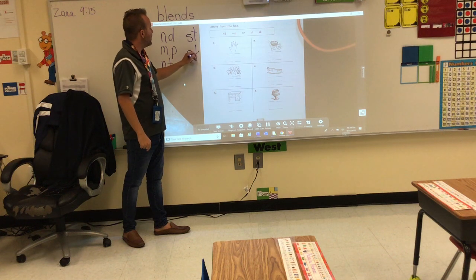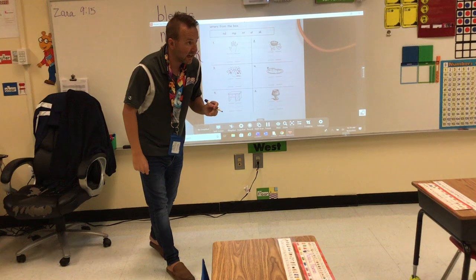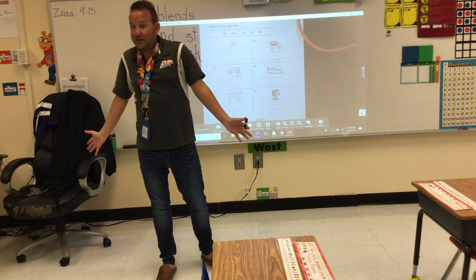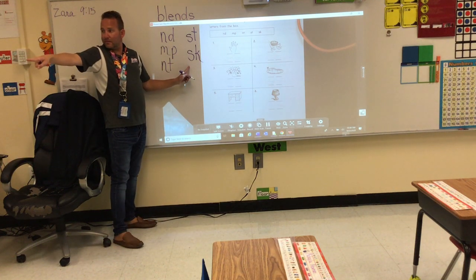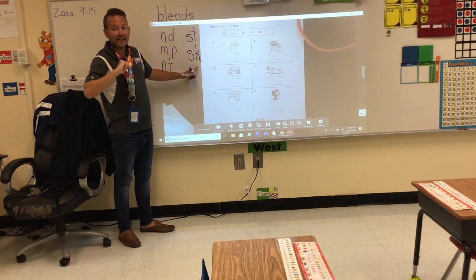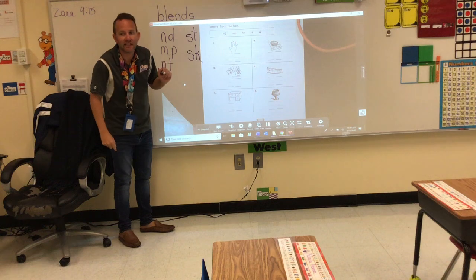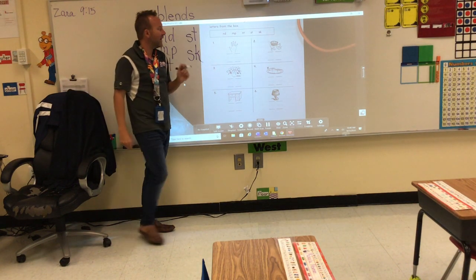This blend we've already learned because it can also come at the beginning of the word. So this one can come at the beginning or the end, okay? What are these two letters? S-K. S and K. What does the S say? What does the K say? Put it together. Everyone go. Very good. Okay.